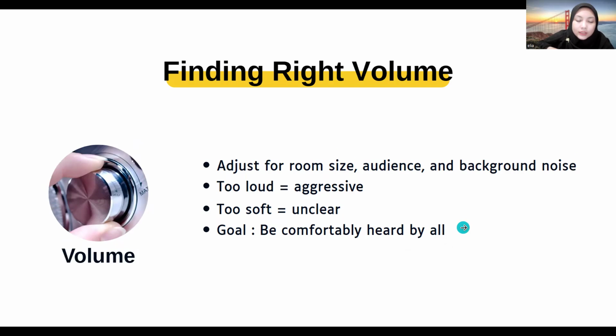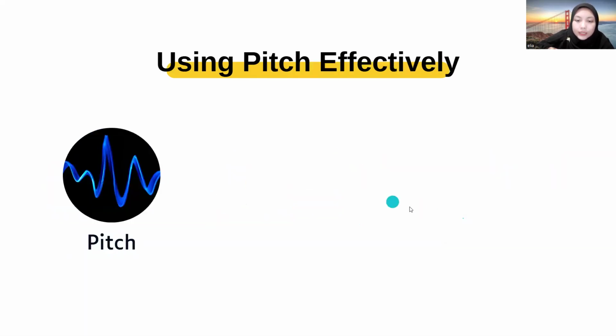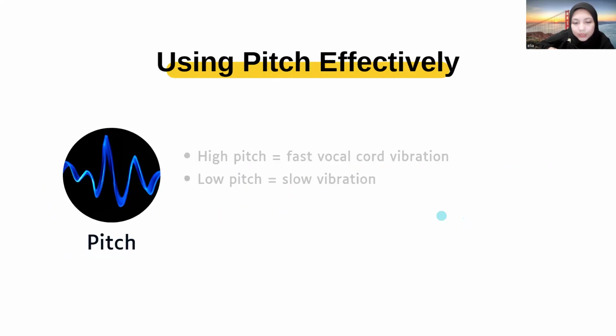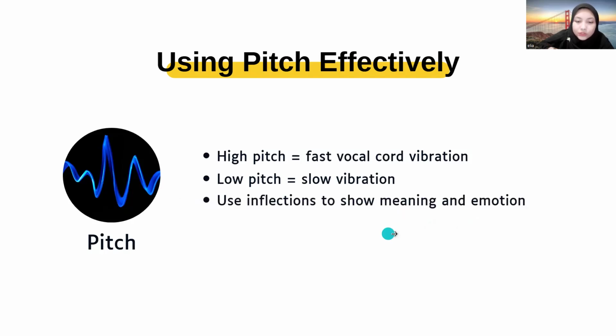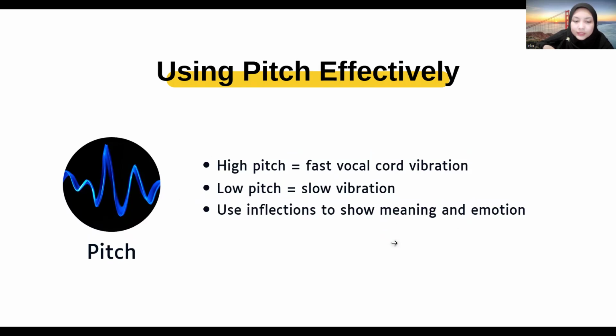And next, let's talk about pitch. Pitch is how high or low your voice sounds. Pitch is controlled by how fast your vocal cords vibrate. The faster they vibrate, the higher the pitch. The slower they vibrate, the lower the pitch. We call changes in pitch inflections. And that's a powerful tool for expressing meaning and emotion.